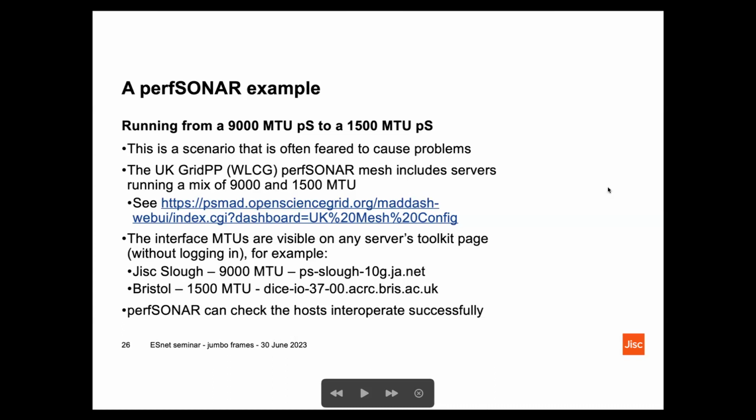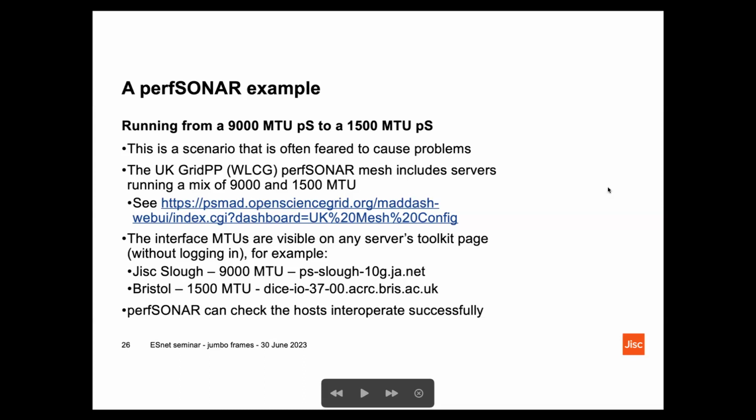We've used perfSONAR as another way of looking at this and seeing where it works and doesn't work. We have a mesh in the UK for all the UK sites that take part in the WLCG. That community is called GridPP in the UK. There's about 20 universities that take part. And through that mesh, we can see the MTUs that people are using, at least on their perfSONAR systems. And we kind of make a jump from that to assume they're using similar MTUs on the systems that are transferring data. That may or may not be true, of course.